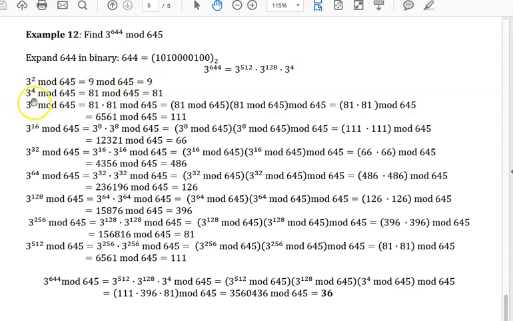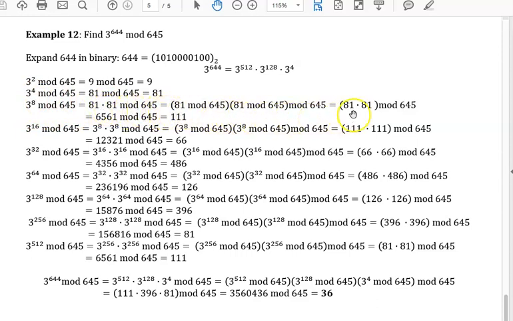All right, then we go to double the power: 3 to the 4 mod 645. I know 3 to the 4 is 81. 81 mod 645 is just 81, because again I get 0 with a remainder of 81. Now 3 to the 8. 3 to the 8 is 81 times 81 mod 645.